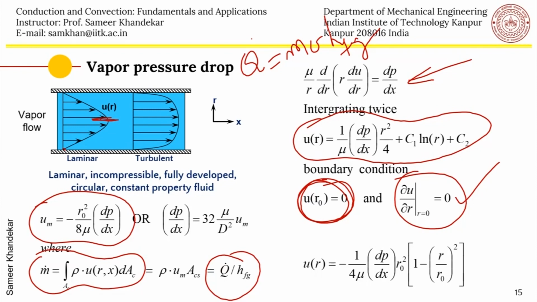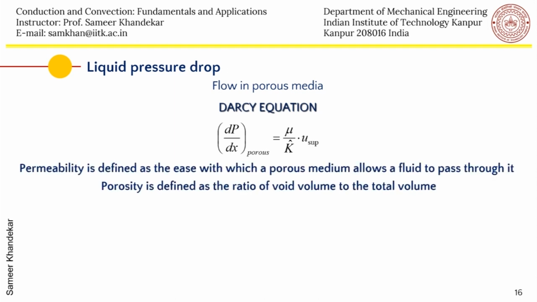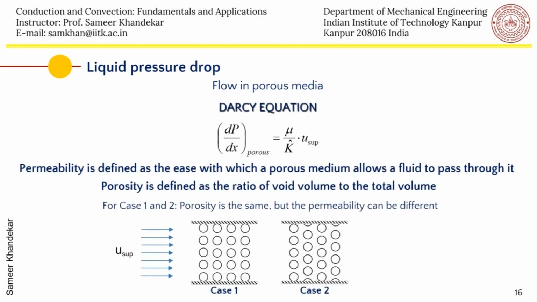Then we come to the liquid pressure drop, and the liquid pressure drop, as you know, is a porous media flow, and dpdx in a porous media depends on the superficial velocity, which is the velocity outside the porous media, because inside the porous media the velocities are very difficult to calculate. They will all be different. There is tortuosity, and of course the velocity will increase. There will be some acceleration which will take place in the porous media. So what Darcy's equation tells you is that dpdx in a porous media is proportional to the superficial velocity.